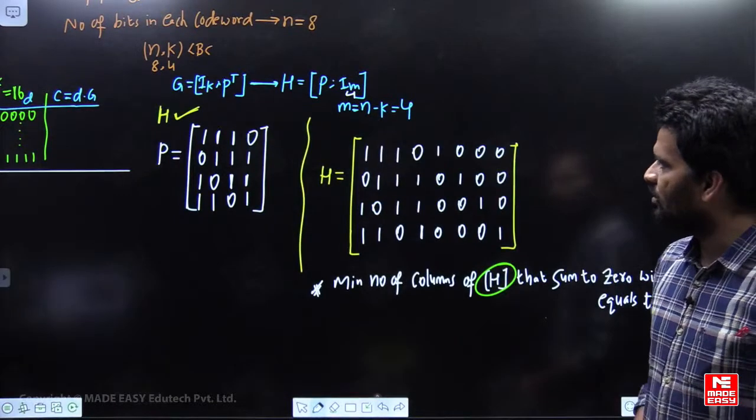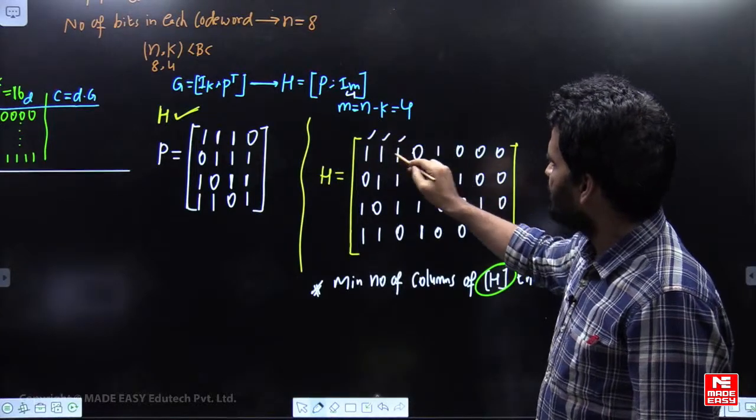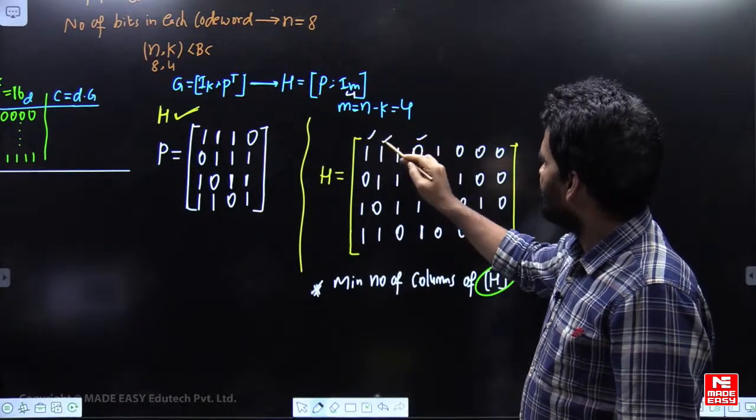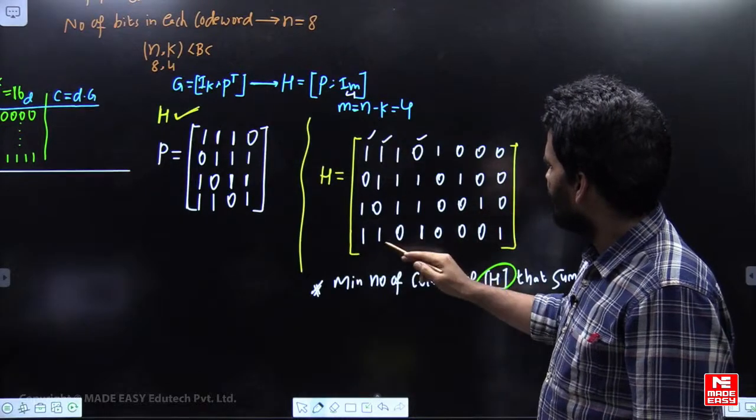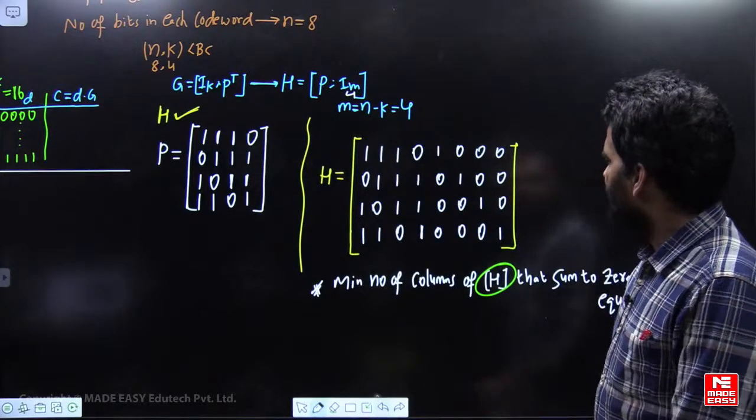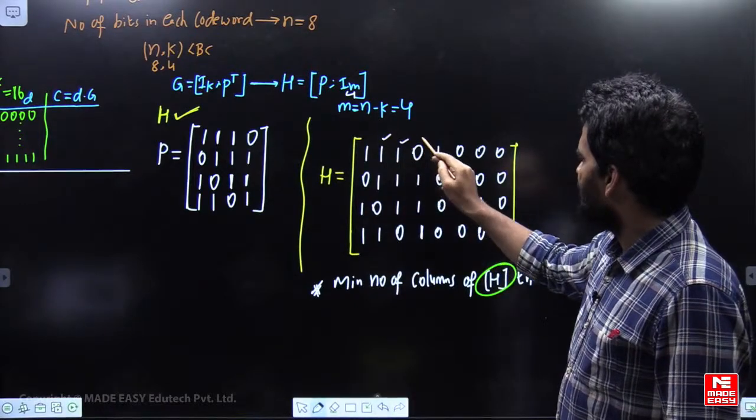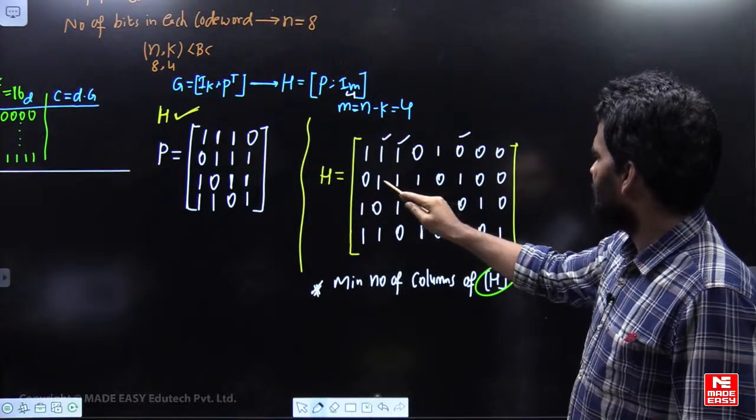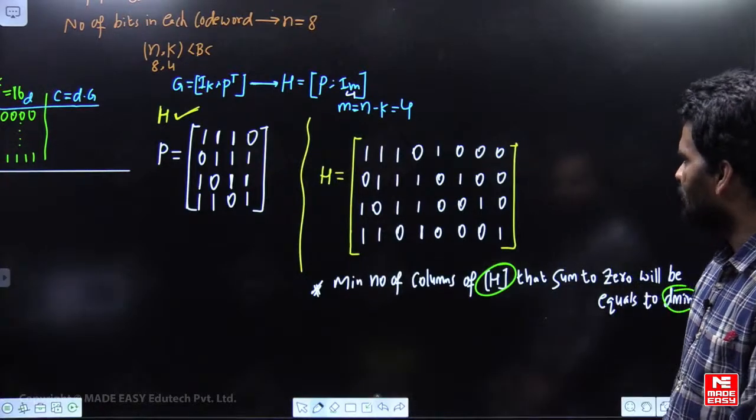Is the sum of any three columns becoming 0? If you see these three columns, 1 plus 1 plus 1 is becoming 1 only, not 0. Like that, the sum of any three columns you can check. These three columns are also not becoming 0, 1 plus 1 plus 1. The sum of any three columns you check is not becoming 0.